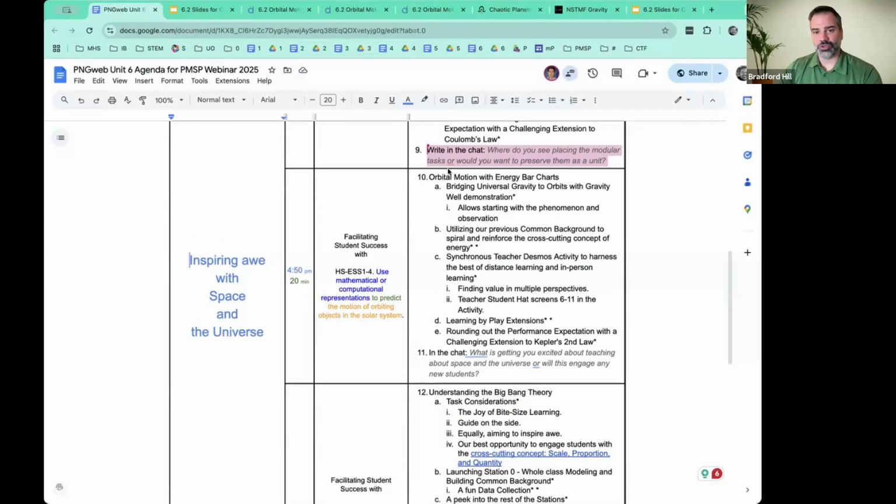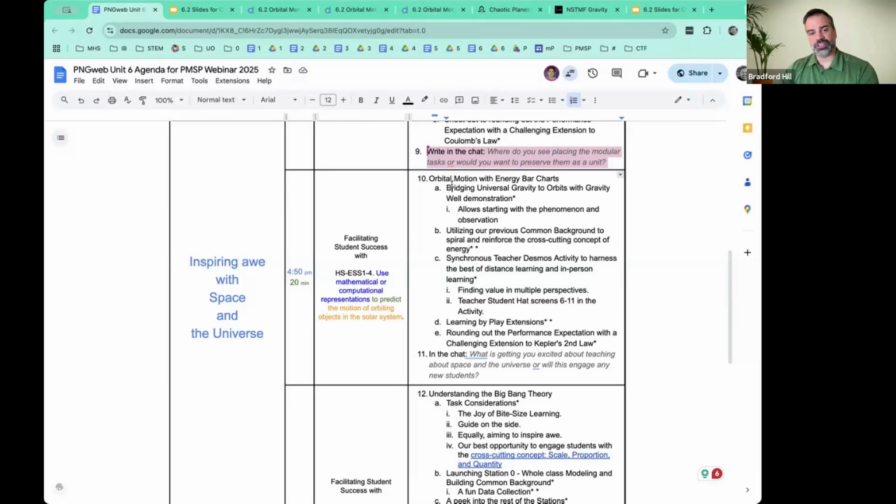Okay, so we are going to move on to the second task in this series around orbital motion, and maybe it's worth reading the performance expectation. Use mathematical or computational representations to predict the motion of orbiting objects in the solar system. And again, we'll try to call out a couple spots where we dive a little bit deep into Kepler's laws, and that is when, if you're always short on time, what's the thing to cut? We'll call that out, but just know that those things are there as a resource when you have the time for them.